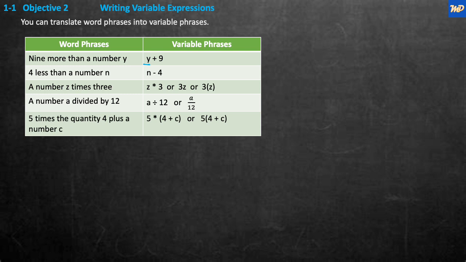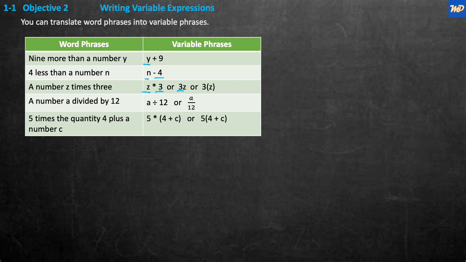How about 4 less than a number n? So you take the number n, and it's 4 less than that number. So it's minus 4. The variable expression, y plus 9, n minus 4. Okay, how about a number z times 3? So you have this number z, and they want you to multiply it by 3, times 3, or 3z is how we write it sometimes. But you can freely do that when you have variables, and we call this a coefficient. The 3 is the coefficient of this variable term, of this z term here.